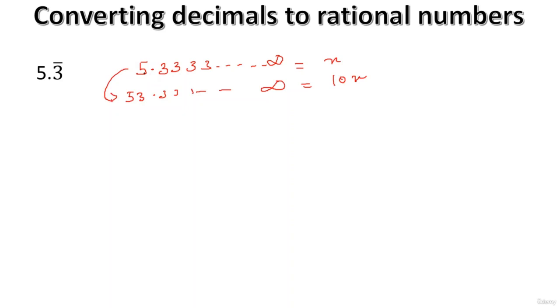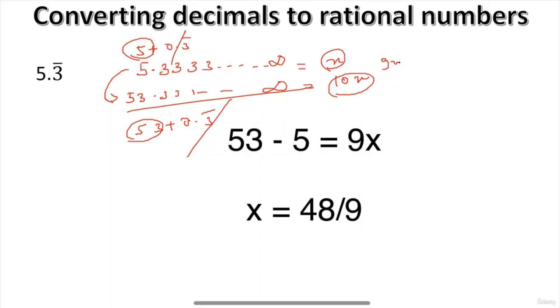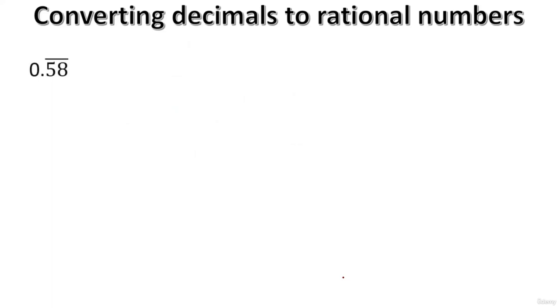Okay, अब देखो, the first part has 5 plus 0.333 recurring. This part here has 53 plus 0.3 recurring. Okay, now when you subtract the left hand side guys, ये 0.3 recurring वाला part cancel हो जाएगा. It's ultimately 53 minus 5, and on the right hand side it's 10x minus x giving you 9x, right? So we get 53 minus 5 equals to 9x, or x is 48 by 9. Okay, let's go on to the next question of the lot.